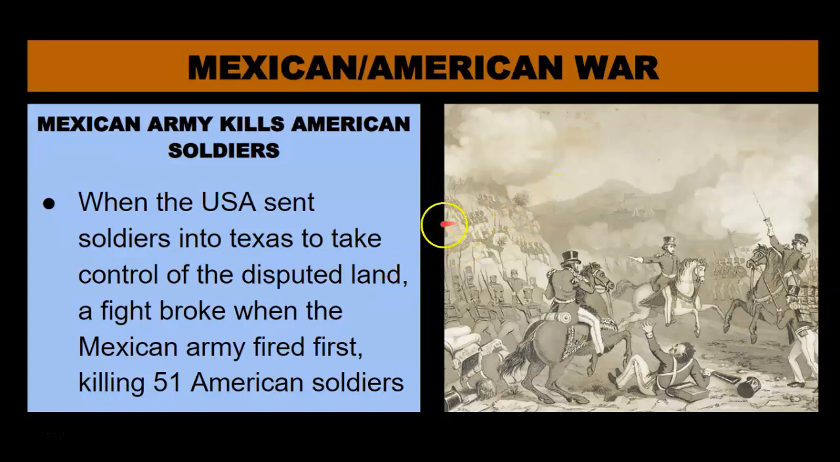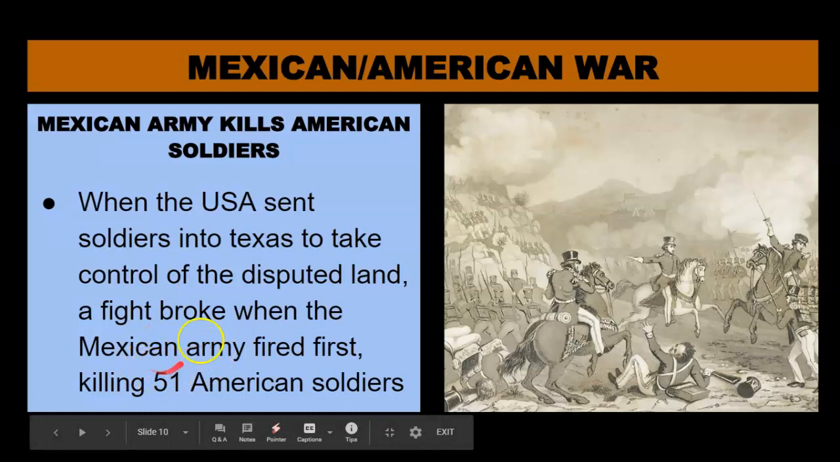So the Americans send troops into the land that they think belongs to them. This provokes the Mexican army. The Mexican army sent troops into the land that they thought belonged to them. And when the two armies confronted each other, the Mexican army opened fire, killing 51 Americans. Okay, that's kind of how wars might begin.